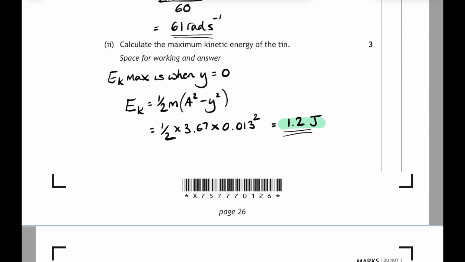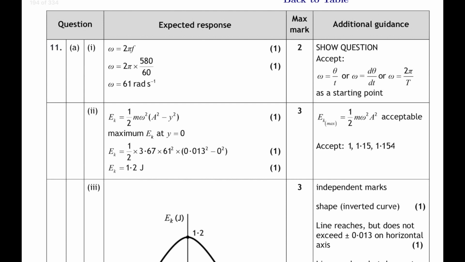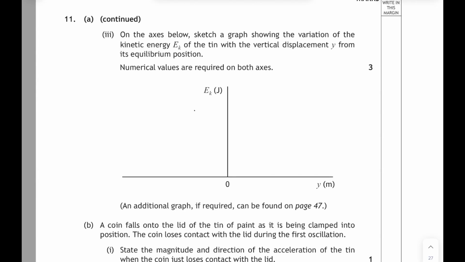Let's have a look at the marking instructions. There's A part 1 with the show question starting off with a relationship, and then subbing in the 580 oscillations per minute to get the angular frequency of 61 radians per second. And A part 2, the kinetic energy relationship, where y is equal to 0. That's a standard 3-mark question, 1 mark for the relationship, 1 for the substitution, and 1 for the final answer with the correct units. Then 11 part A part 3, or III as some people might say.